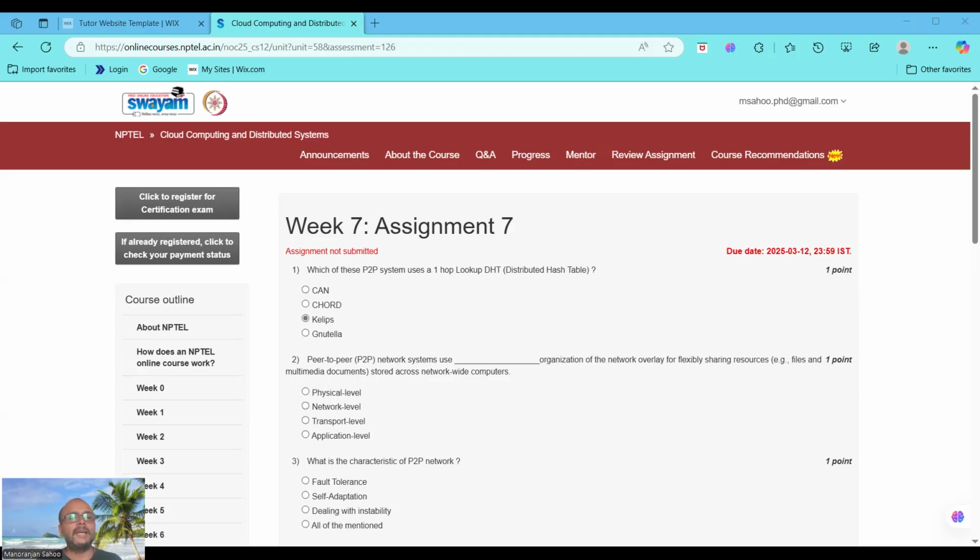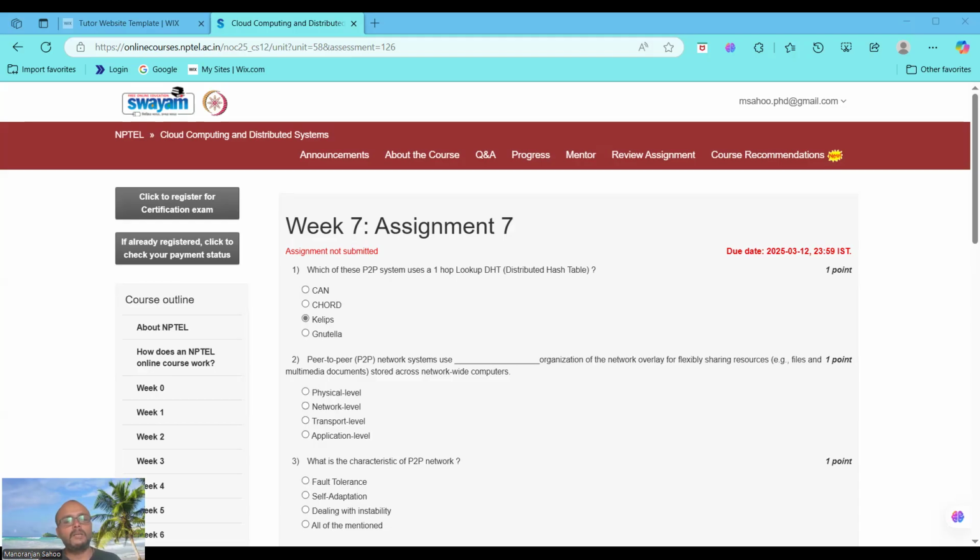Then what is CAN, option A? CAN uses a d-dimensional coordinate space. Lookup takes O(n^(1/d)) and not one hop. Then what about Chord? It uses a ring topology with O(log n) hops for lookups, not one hop. Then what about the last option, Gnutella? Gnutella is not a DHT. It uses flooding, not a structured lookup.